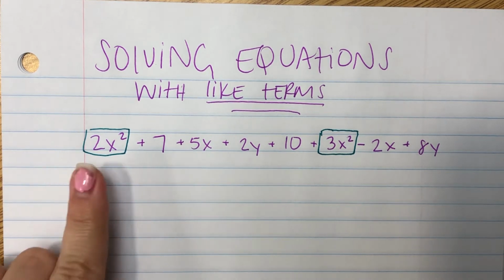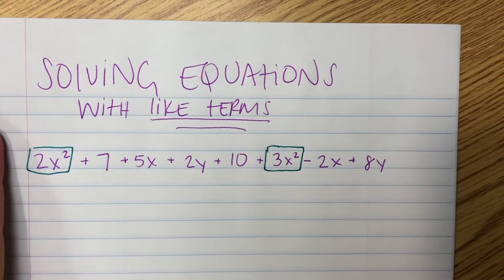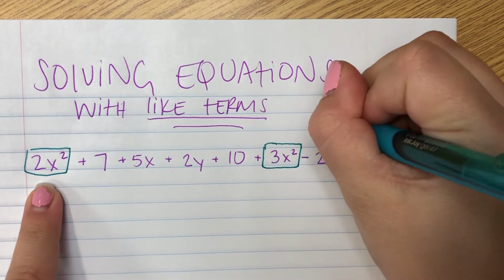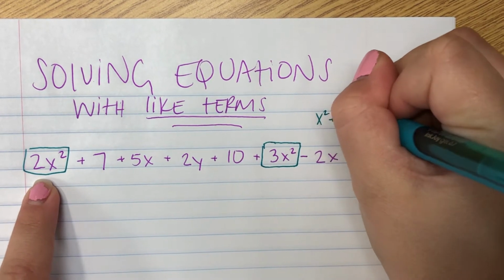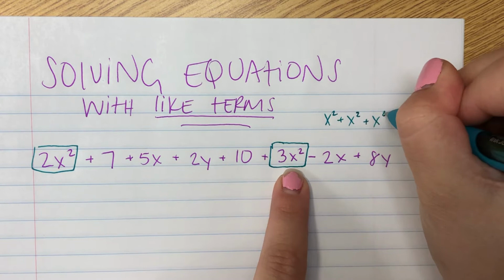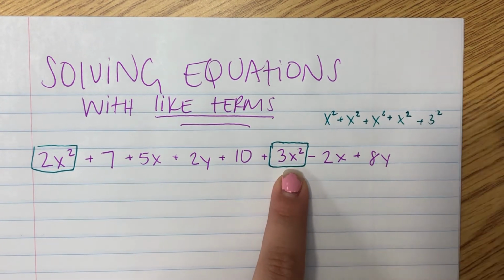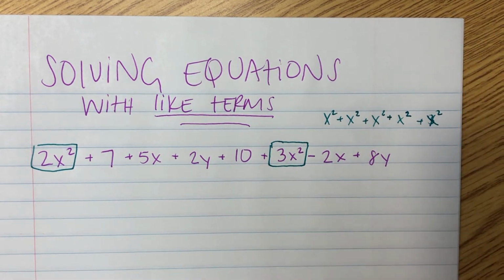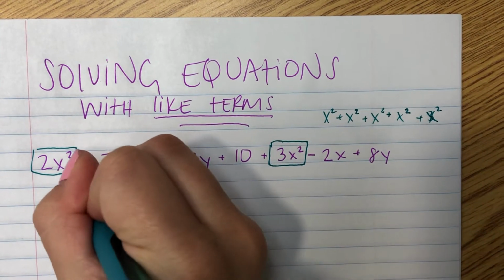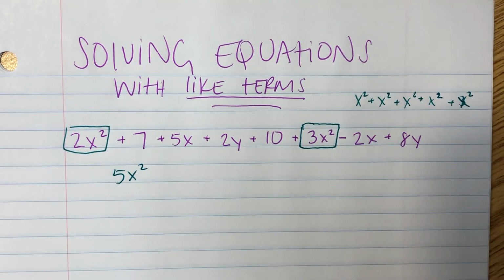So if I have 2x squareds and 3x squareds over here, it's like saying I have, let's see, 2x squareds, so that's 2 of them. I also have 3 more x squareds. How many x squareds do I have altogether? 5x squareds. It's pretty self-explanatory. You're just adding those numbers together.